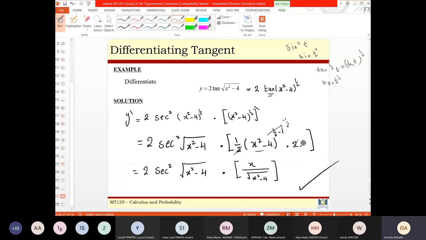The x is not removed, what is removed is the 2. The 2 here cancels the 2 here. I remain with the x. Right or not? Yes, go ahead Osama.